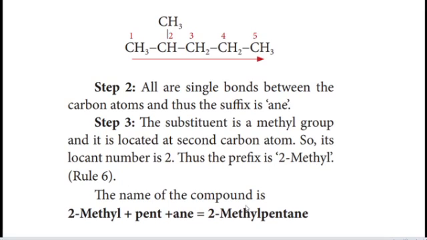Then the name of the compound is 2-methyl, where 2 is the locant. This is a methyl group, and there are 5 carbon atoms, so pent. All are combined with single bonds, so ane. So 2-methylpentane is the name of this compound.